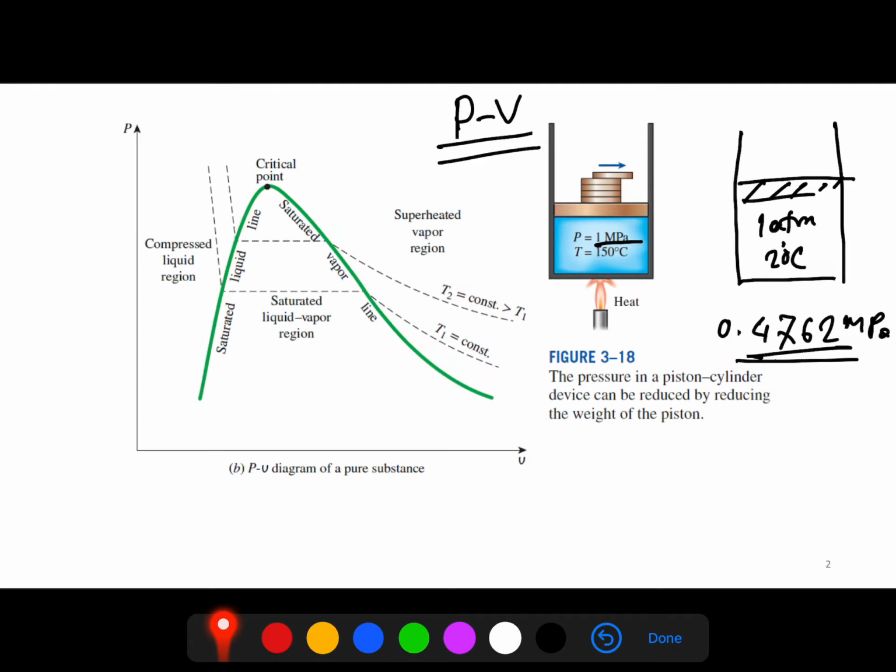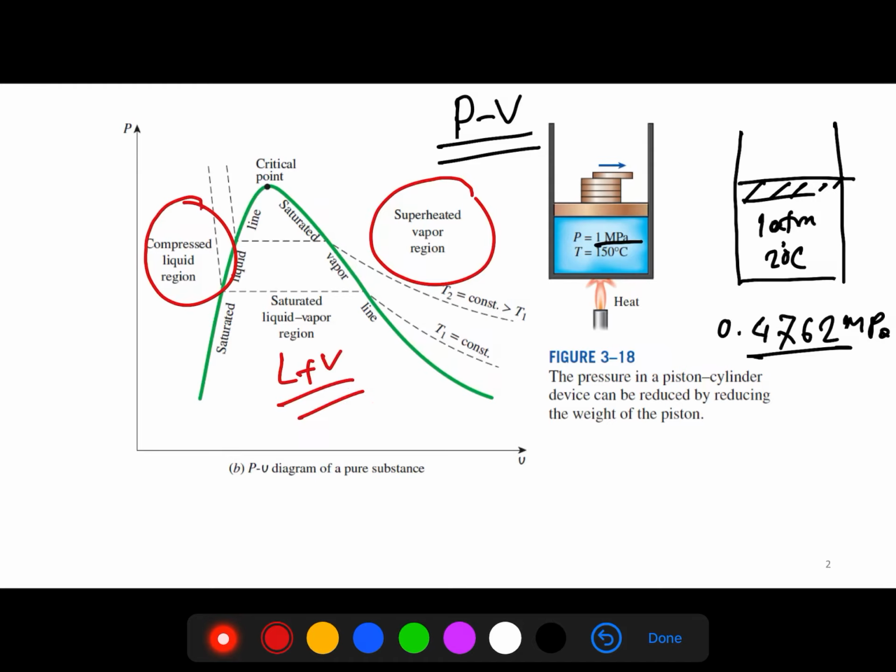And for different temperatures, you can see different lines here. If we repeat this process, we'll get similar paths like this. From here we say this line is the saturated liquid line, this is the saturated vapor line, and where they intersect, we say this is the critical point. This section is the compressed liquid region, this is the superheated vapor region, and this is the liquid plus vapor region just under this dome-like shape. So that you already know.